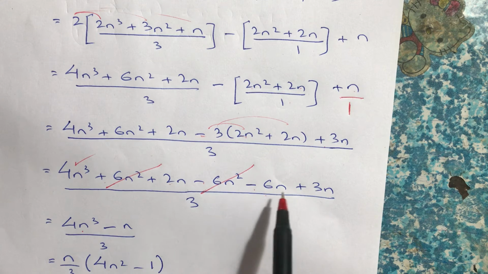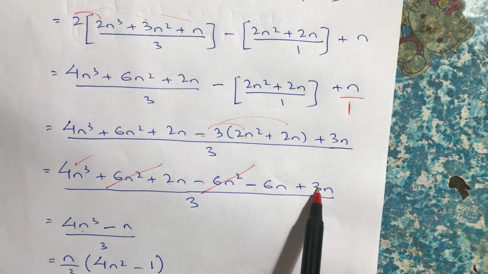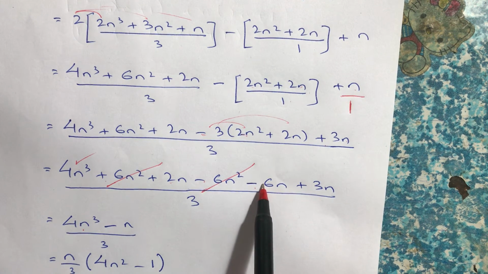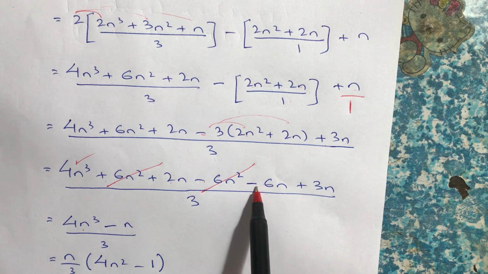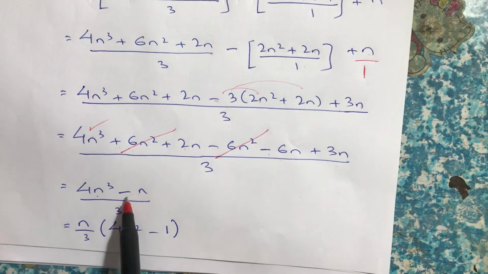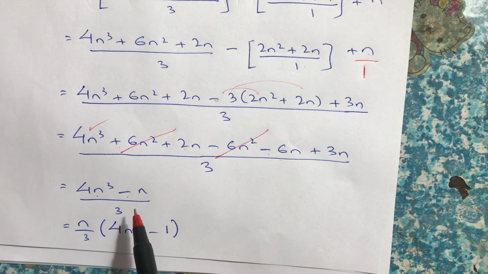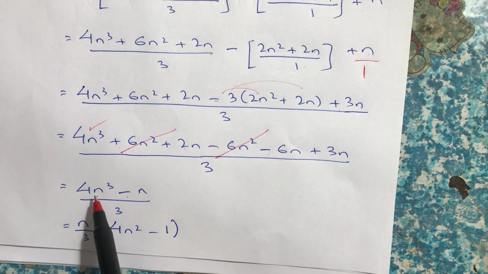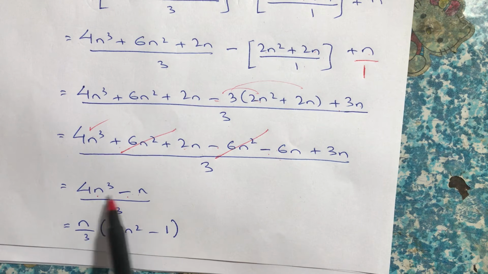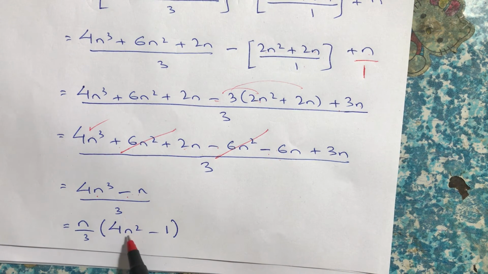We have a 2n and 3n gives me a 5n, but we have a minus 6n, so the sign of the greater one comes, so we get a minus n. Now over here, if you look carefully, we get 4n cubed minus n by 3. So n is common over here, so we have n by 3 and then 4n squared minus 1.